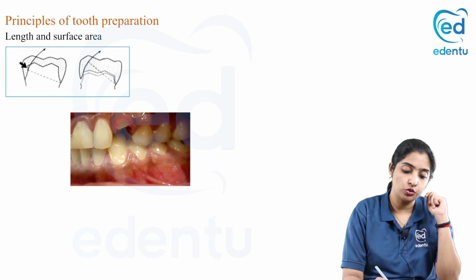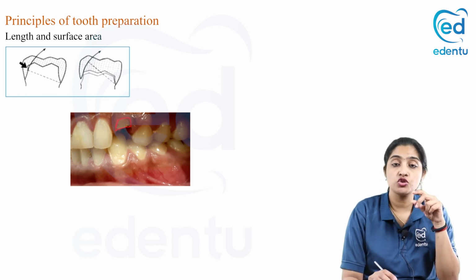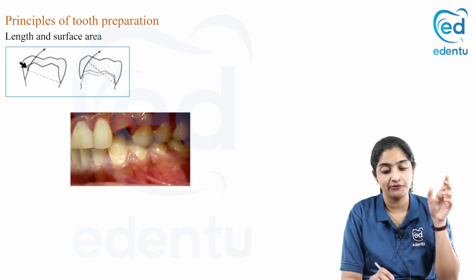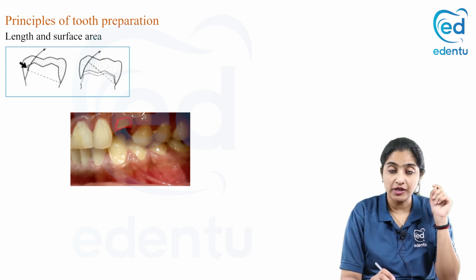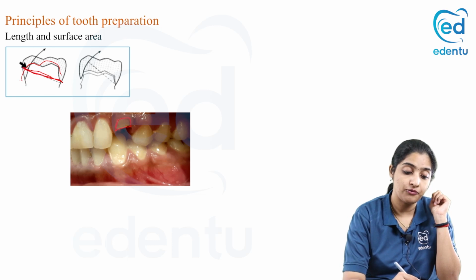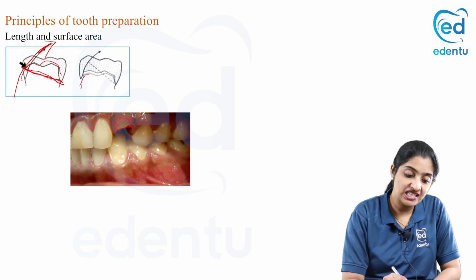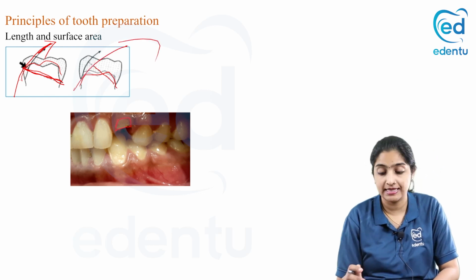In such a small tooth structure, look at the structure. There is no adequate length and no proper surface area, because of which, in this length, this is your fulcrum and it takes this much force to dislodge the crown. As the crown height decreases, the fulcrum line is shifted and the crown is dislodged easily.